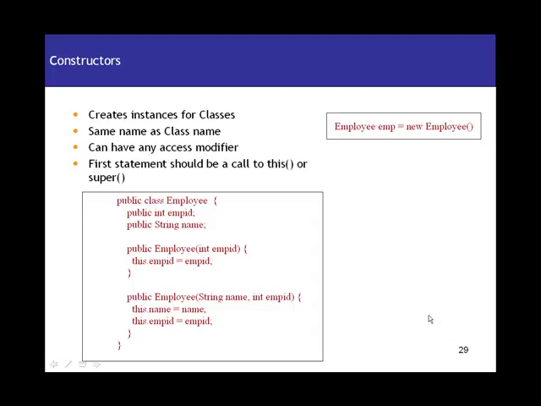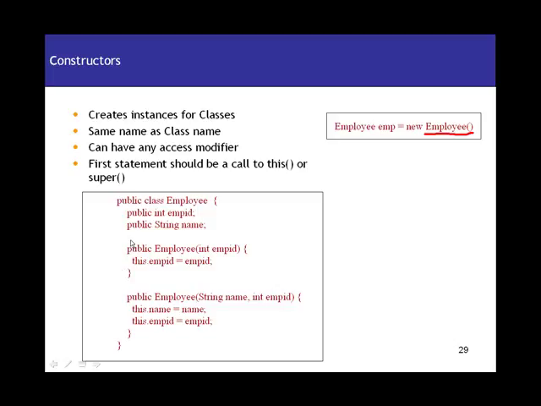So say for example, you've got a class called Employee, and you want to create an instance of this class. How do you do it? You say Employee emp = new Employee(). So this is nothing but the constructor. Whenever you say new, you're calling the constructor of that class, right?